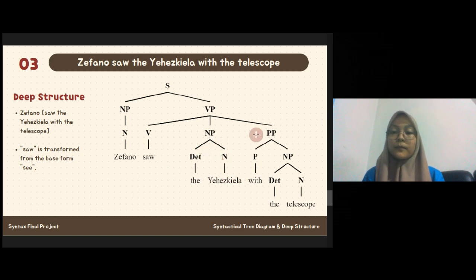And then there is a prepositional phrase. Below the prepositional phrase, there is a preposition with. And then there is a noun phrase. Below the noun phrase, there is a determiner the and the noun telescope.